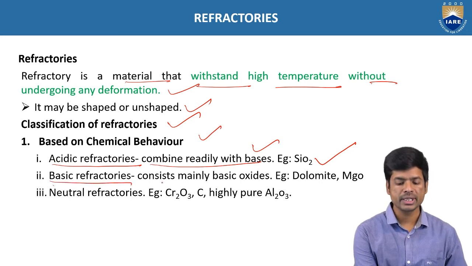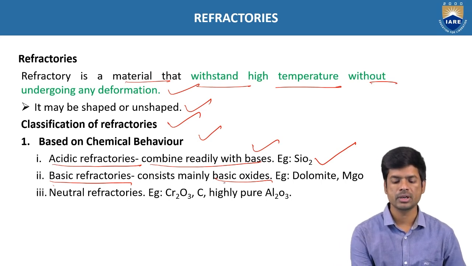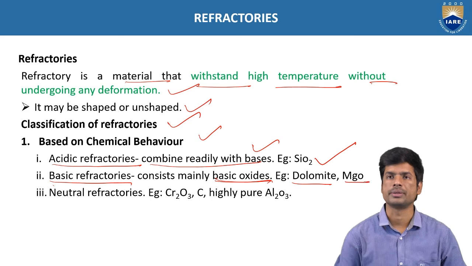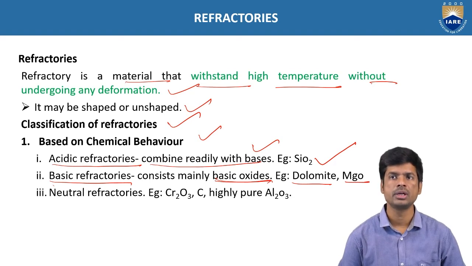And the second one is basic refractories. They consist mainly of basic oxides and are going to react only with acidic oxides. Examples of basic refractories are dolomite and magnesium oxide. So these are a few of the chemicals which we are using as basic refractories, and they have basic oxides as the main ingredient.